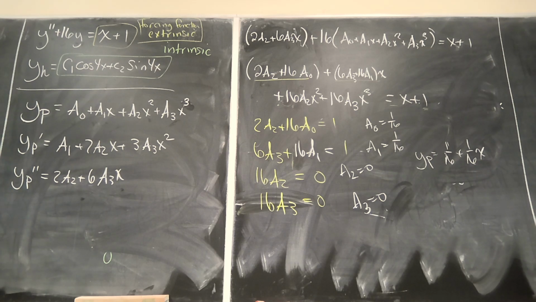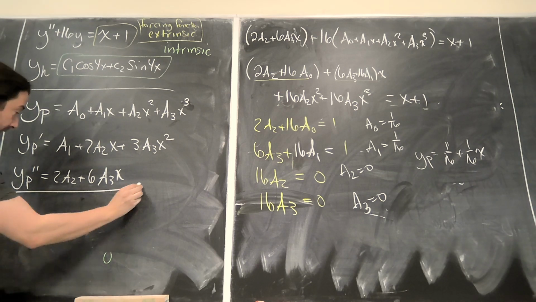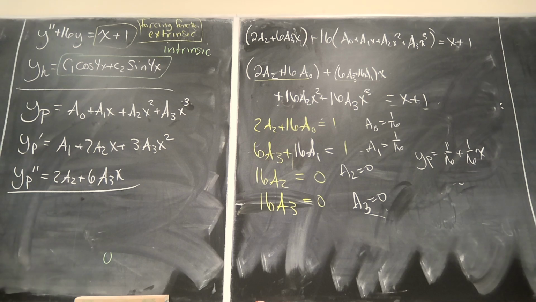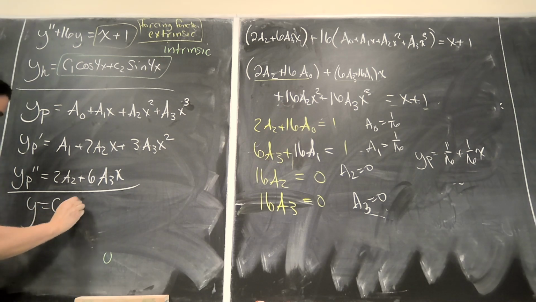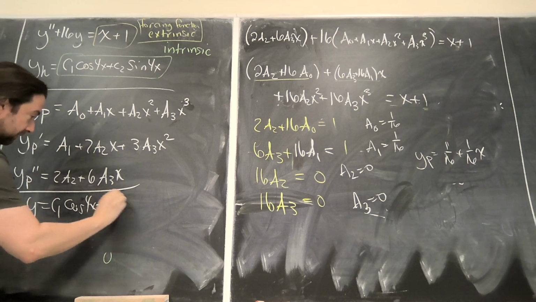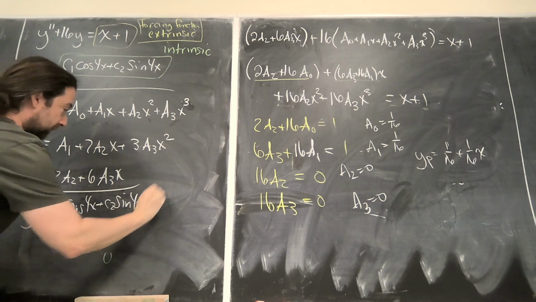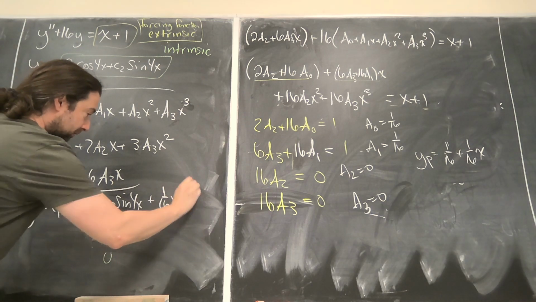All right. So again, your general solution is going to look like y is c1 cosine of 4x plus c2 sine of 4x plus a 16th of x plus a 16th.